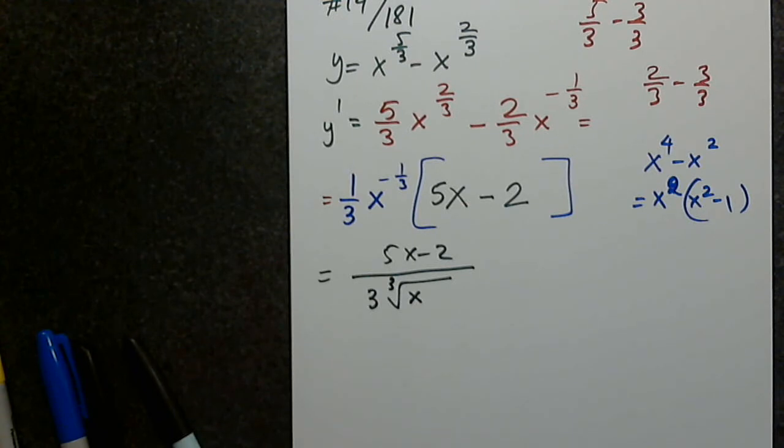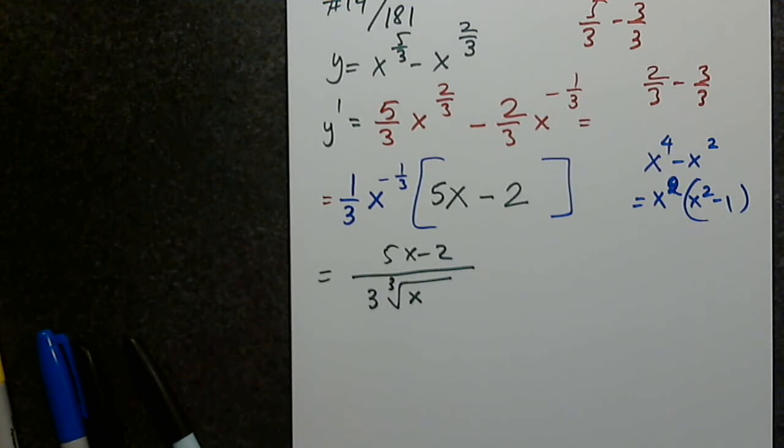Very important to be able to later on in this course come up with this. Why? Because we're going to set this equal to 0. And we're going to find max min. And critical numbers first, of course.